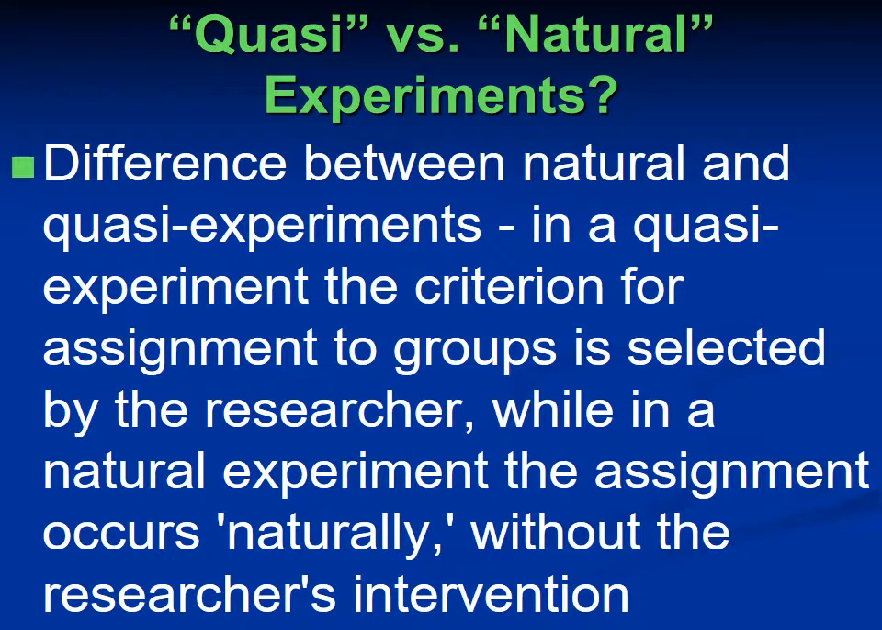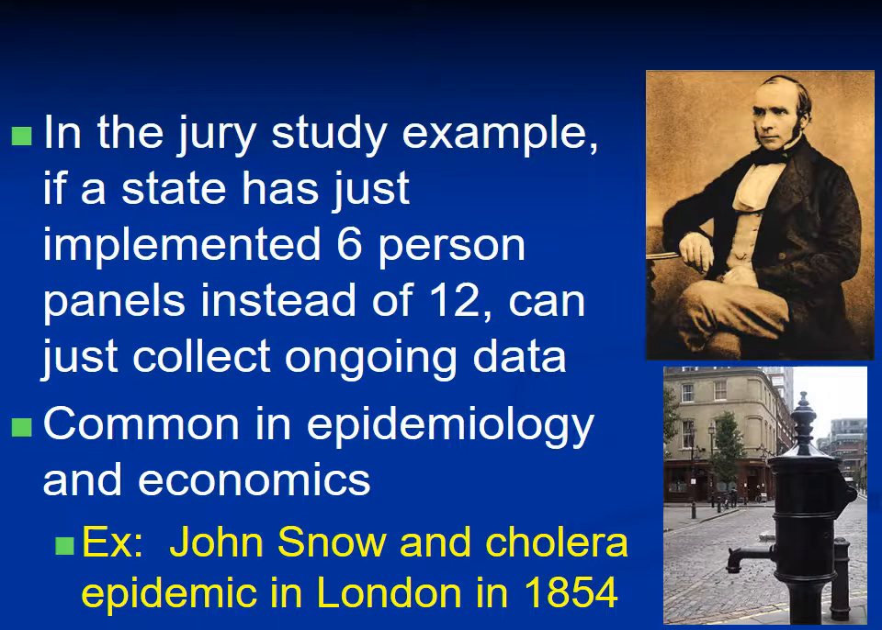So the difference between natural and quasi-experiments is that in a quasi-experiment, the criterion for assignment to groups is actually selected by the researcher. You know, for example, doing matched controls or something like that. While in a natural experiment, the assignment occurs naturally, right, without the researcher's intervention. So in fact, both of these experimental designs can be used to study the same phenomenon, which you often see in the epidemiological context.